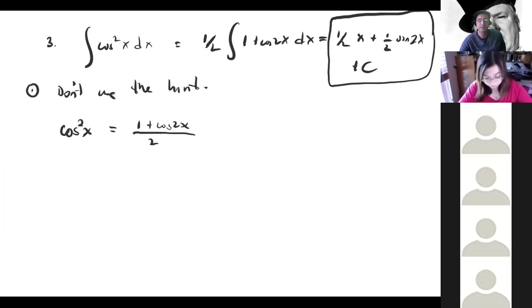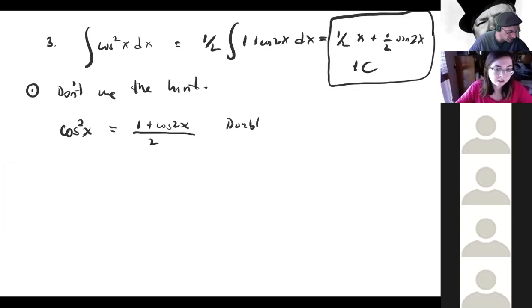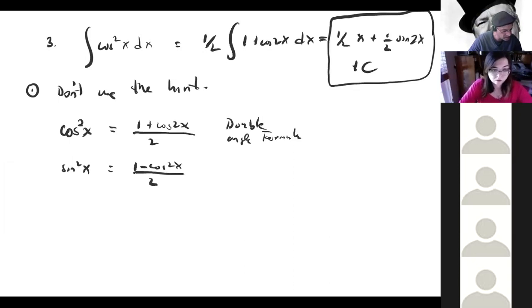Any questions? So if not, let's move on. Okay. What's that formula called? The cosine squared x? It's one of the double angle formulas. There are basically 3 or 4 of them. So there's one for sine squared x, which is 1 minus cosine of 2x over 2. And then there's actually one for secant and tangent also, but I'm not going to write that down here.